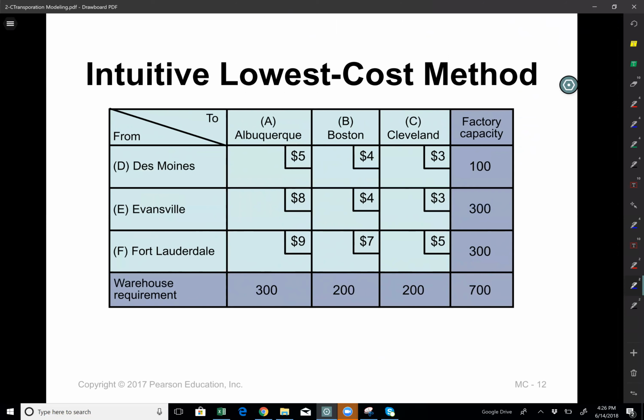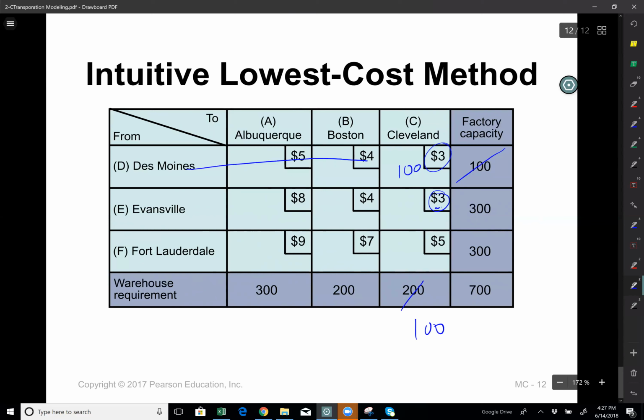So the lowest cost here, as you see, is $3. I have 2 of them. You can pick either one. Let's choose D to C. So here I can maximum send 100 units that will cross out my row. So I cannot send anything else from D, and I have 100 units needed at C now.